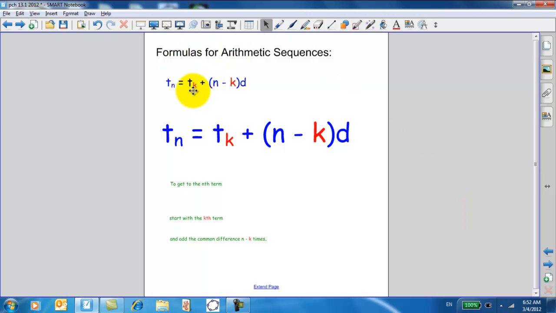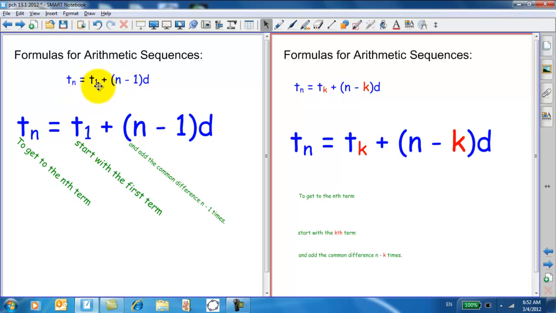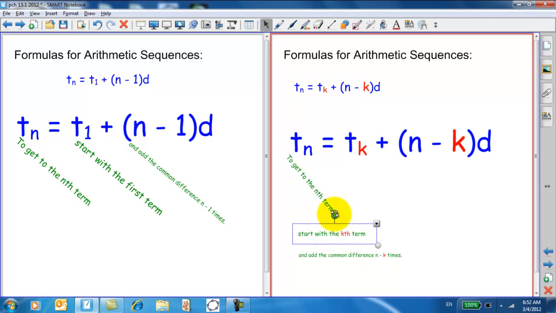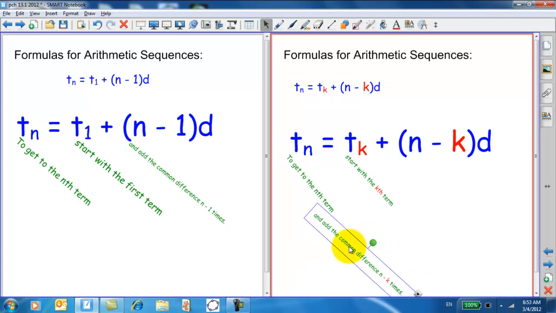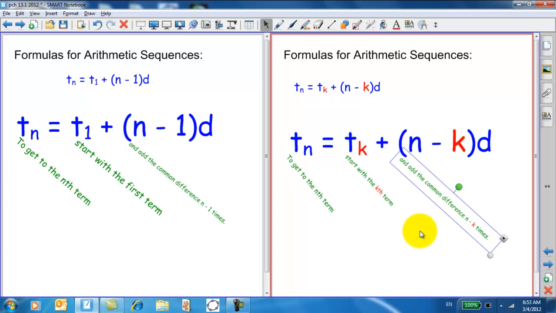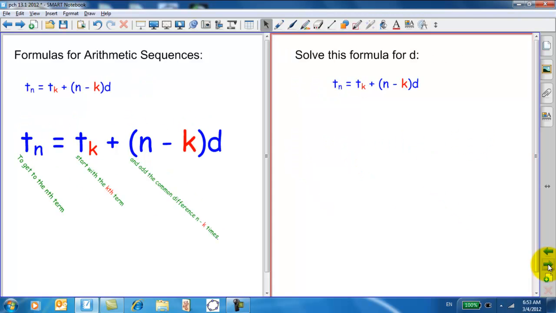And you can actually adapt the formula. If you noticed over here, we had a 1 here. Now I'm going to replace wherever you see a 1 with a k. So I can go from the kth term to the nth term. So now to get to the nth term, I can start with the kth term and add the common difference on n minus k times. It's a little variation in that standard formula you might be interested in, because now you can go from any term to any other term in the sequence. It doesn't have to be the first term.